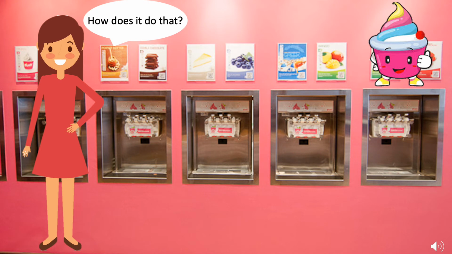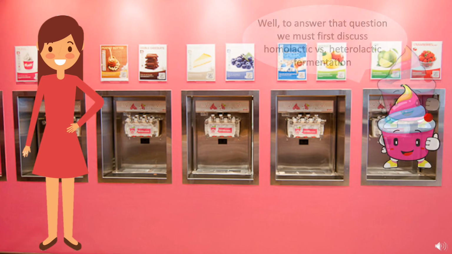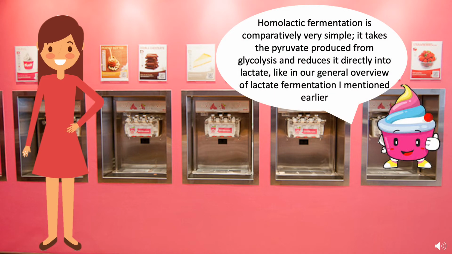How does it do that? Well, to answer that question, we must first discuss homolactic and heterolactic fermentation. Homolactic fermentation is comparatively very simple. It takes the pyruvate produced from glycolysis and reduces it directly into lactate, like in our general overview of lactate fermentation I mentioned earlier.